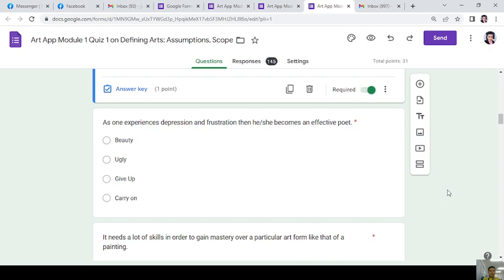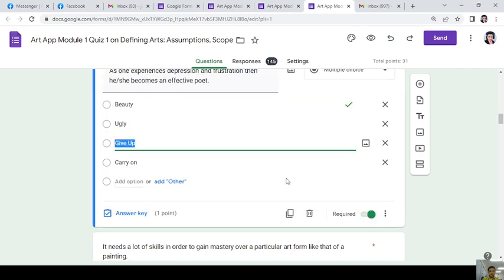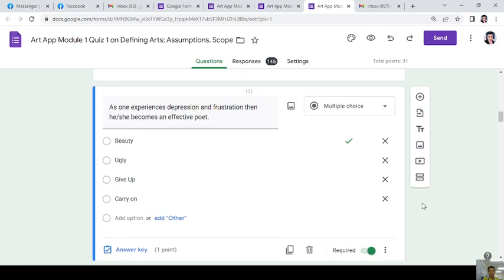Next, as one expresses depression and frustration, then he or she becomes an effective poet. Is this true or false? Effective poet. That is true.